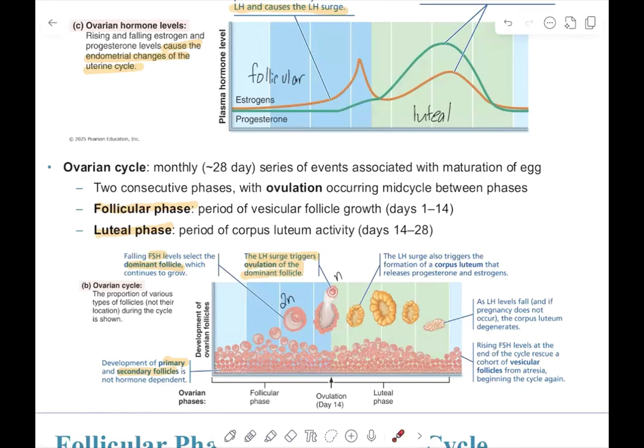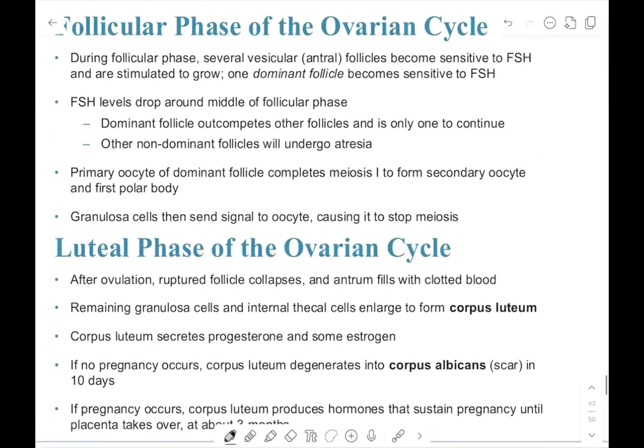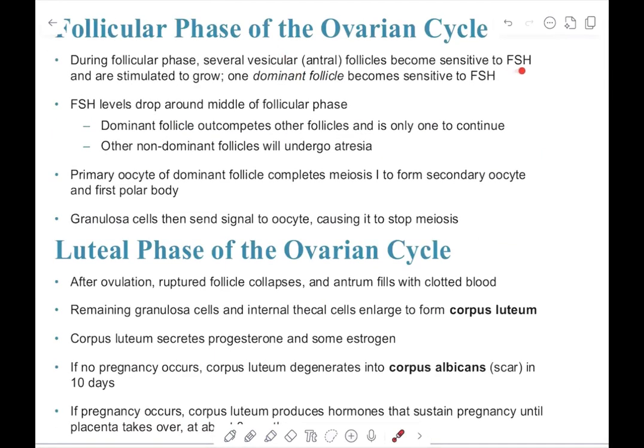The LH surge then is also going to trigger the formation of this structure, which is the corpus luteum, and that releases progesterone and estrogen. The corpus luteum is going to continue to produce those hormones to supply nutrients to the developing embryo if pregnancy continues. However, if pregnancy does not occur, the LH levels are going to fall and the corpus luteum is going to degenerate into another structure, which is called the corpus albicans, and is scar tissue that remains in the ovary.